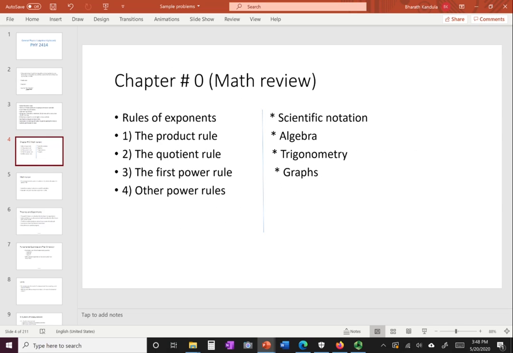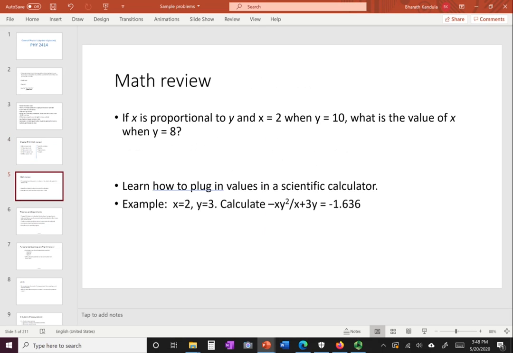Now in chapter 0 we talked about different concepts: the rules of exponents, the product rule, quotient rule, first power rule and other power rules. Also we looked at scientific notation, some algebra concepts, trigonometry and graphs. Now I want to do a simple problem from chapter 0.